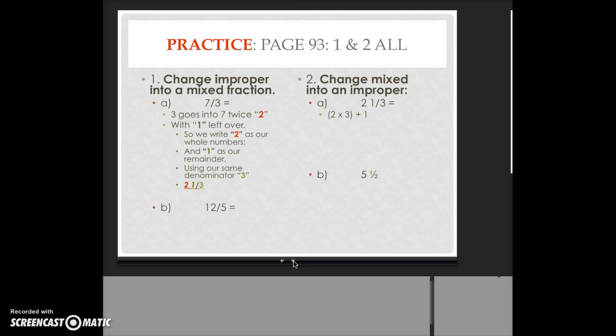Changing a mixed into improper, so 2 1/3 is like 2 times 3 plus 1, which is 6, plus 1, which becomes 7. So our new improper fraction is going to look like 7/3. Here's some other ones here. Did I do these? I think I did this one. 5 1/2 is like 5 times 2 plus 1, which becomes 11/2.